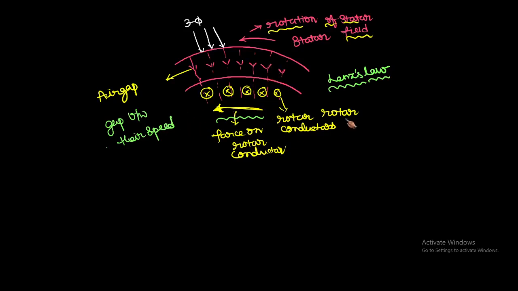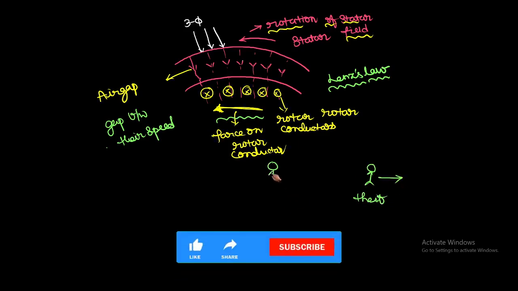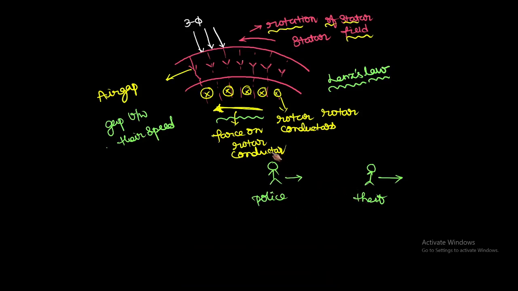It is a very simple example we can say. Imagine that a thief is running in this direction. The police also has to run in the same direction, because there is an opposition between them. The police has to catch the thief. Here also, take the magnetic field as the thief and the rotor as the police. It is going to catch the field, but it never wins. The rotor conductors will never win the race to catch up the speed.